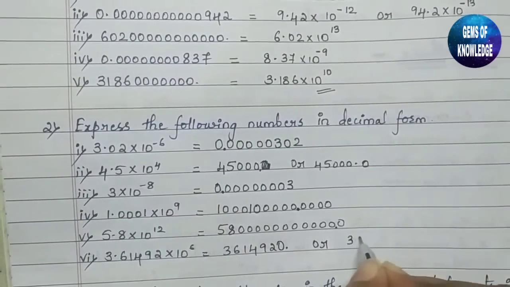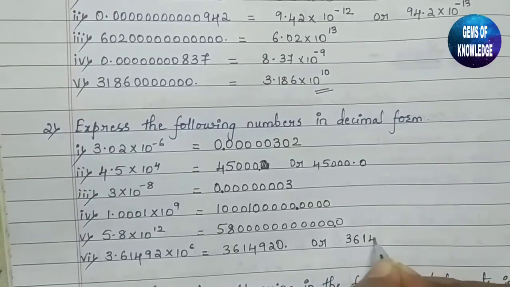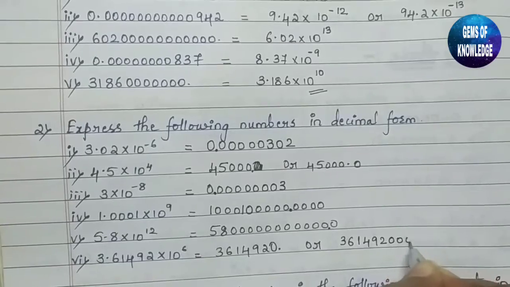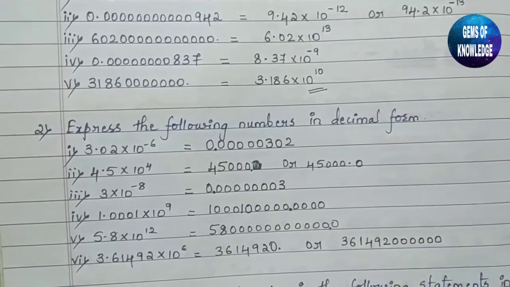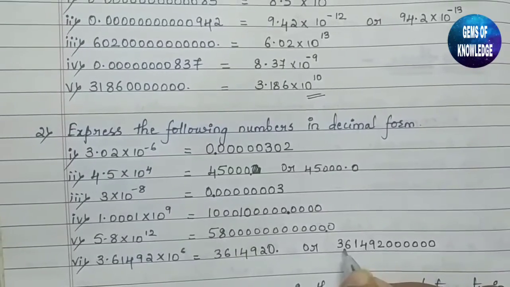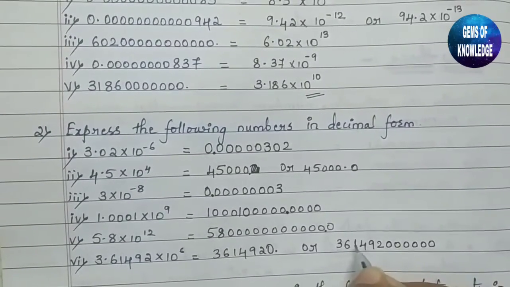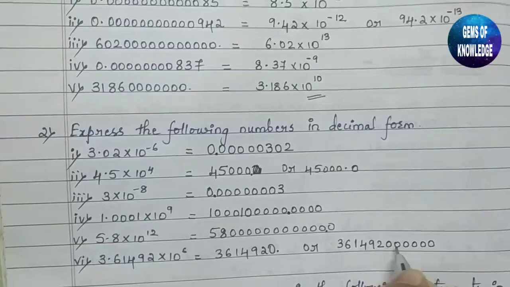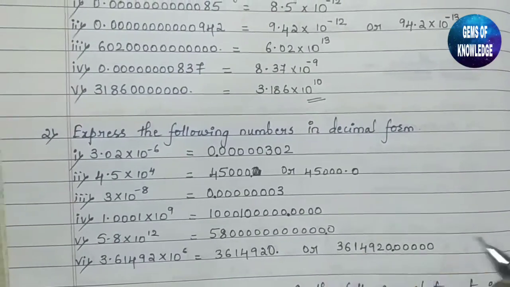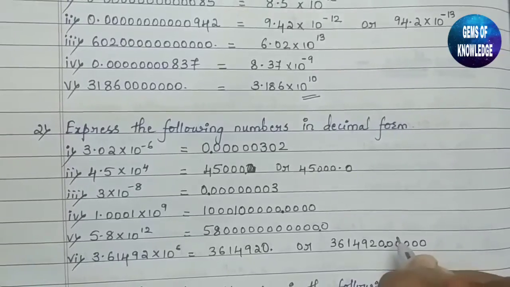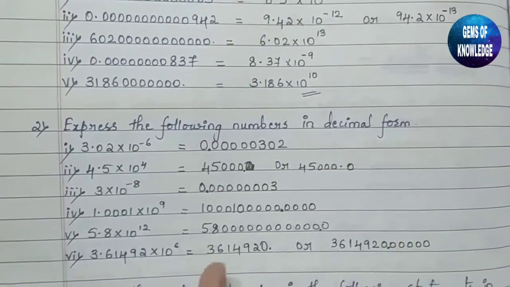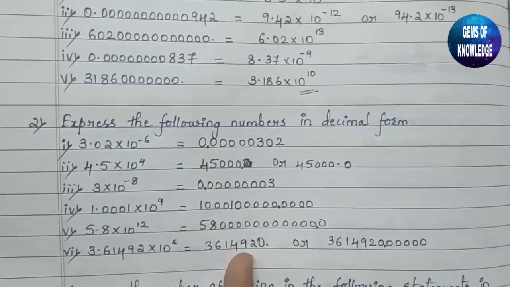So let me write this, 6, 3, 6, 1, 4, 9, 2 and 6 zeros, that is 1, 2, 3, 4, 5, 6 zeros. Okay, now your point was here, after 3. Now you have to move it 6 places here. 1, 2, 3, 4, 5, 6. You can put the point here. So your number will be like this. This is also a correct number, and if you write only this much and exclude these 5 zeros, then also you are getting the correct answer only.